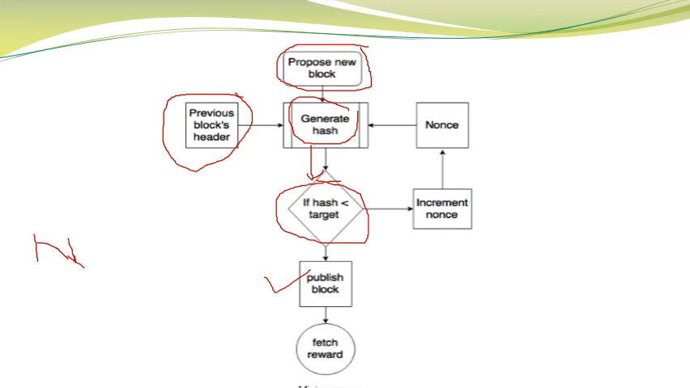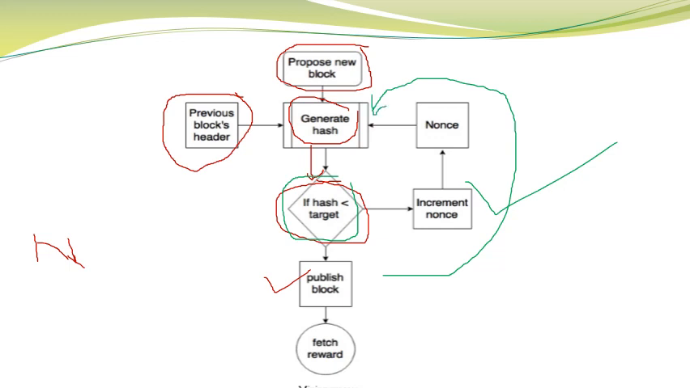And if the hash is not less than the target, if this mathematical puzzle is not solved, then it will increment the nonce. After incrementing the nonce, the algorithm will again generate a hash value, again calculate the hash value. So it has to vary the nonce in such a way that the resultant value is less than the difficulty target.